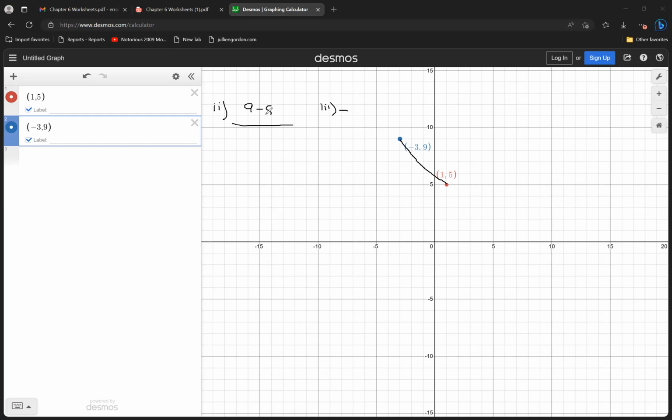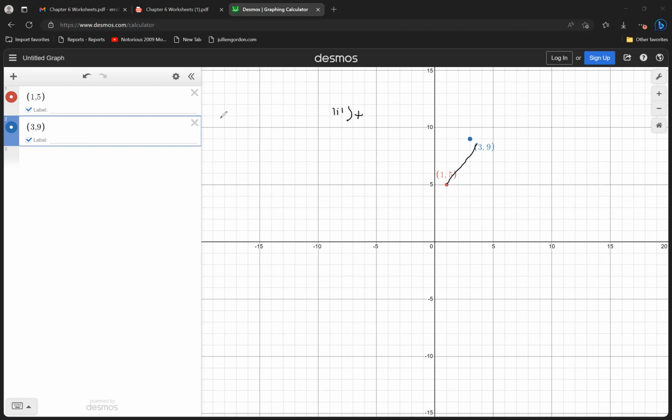9 minus 5 over -3 minus 1. 9 minus 5 is 4 over... Oh, the 3's not negative. It's just a regular 3 and a regular 9. Oh, okay. That's going to change everything then. It's just a regular 3, right? Yeah. Okay, so now it's going up to the right. So what kind of slope? Positive. Okay, so number 3 is positive.